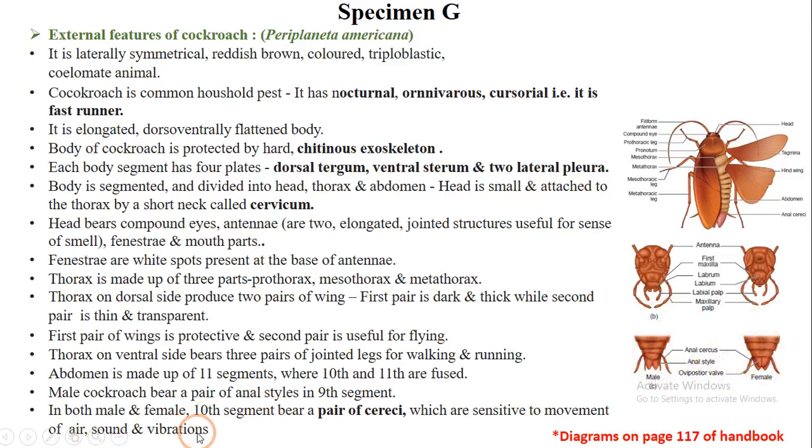Now in both male and female, the 10th segment bears a pair of cerci. So this is a pair of cerci which is present in both male as well as female. Now this pair of cerci is sensitive to movement. It is sensitive to air, sound, and any kind of vibration. So students, the diagram for this particular picture you will find on page number 117 of your handbook, and the content you can copy down from this particular slide.